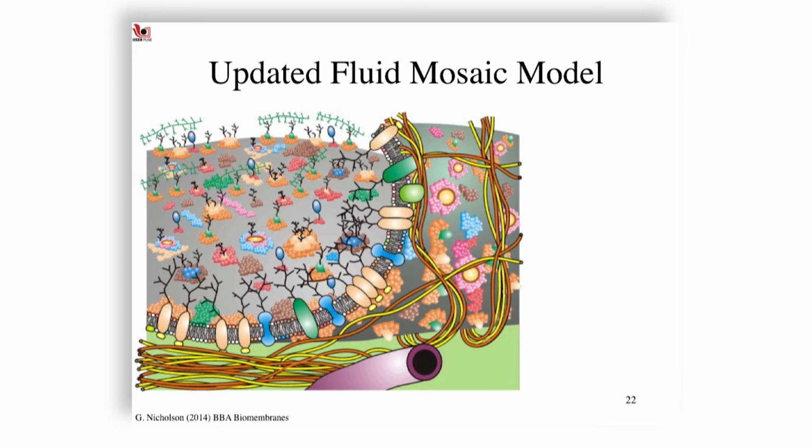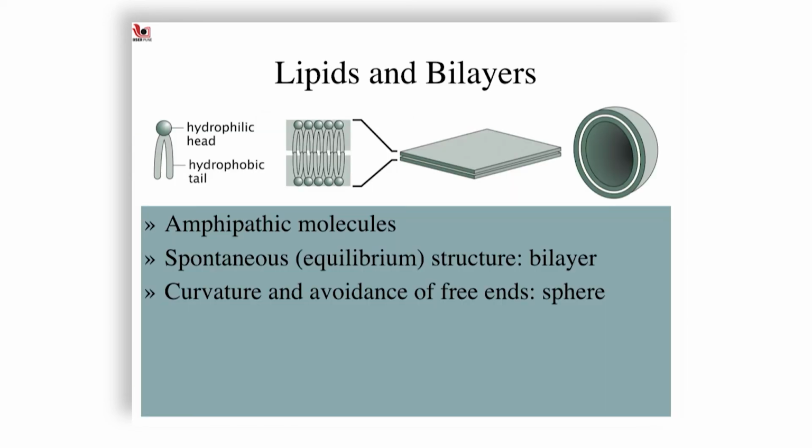There are little islands, and there are these tree-like structures, which are the glycoproteins, and the glycoproteins themselves are mostly integral. Some of them are only in one bilayer, and there's this whole wiring diagram of actin underlying it, the signaling proteins, and the other ubiquitous microtubules. Anyway, coming back to our lipids and bilayers, we do think that they have amphipathic molecules. They are spontaneous equilibrium structures forming bilayers. Curvature and avoidance of free ends leads to sphere formation.